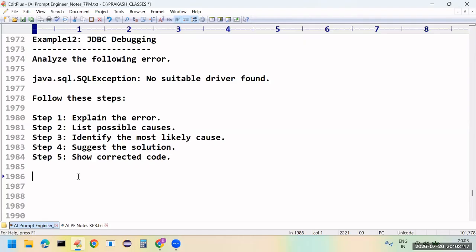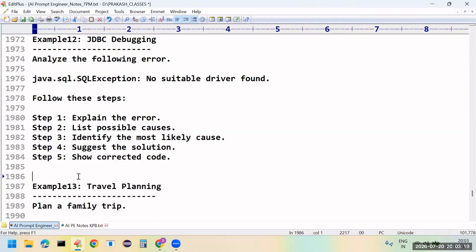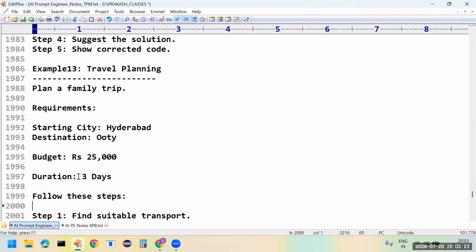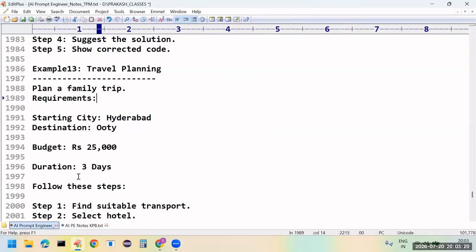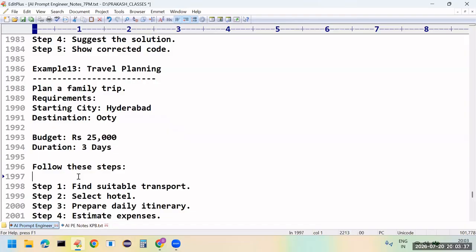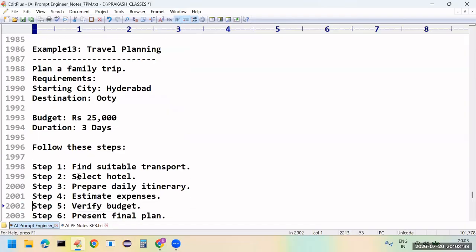Yes, it will do that automatically. Sir, next. Travel planning. You can use this. Plan a family trip. Requirements: starting city is Hyderabad, destination is Ooty, my budget is 25,000, duration is 3 days.